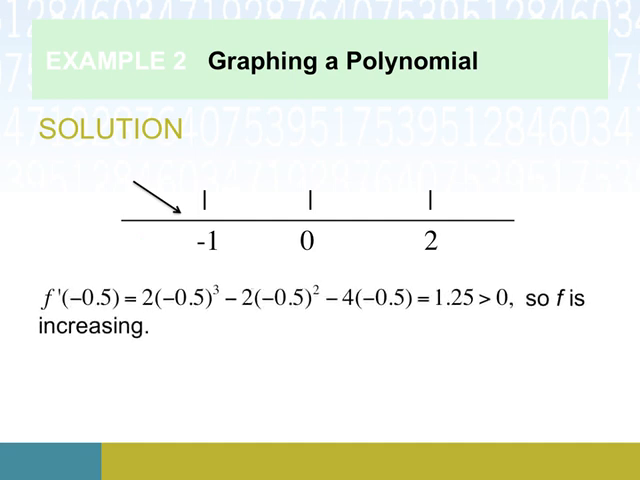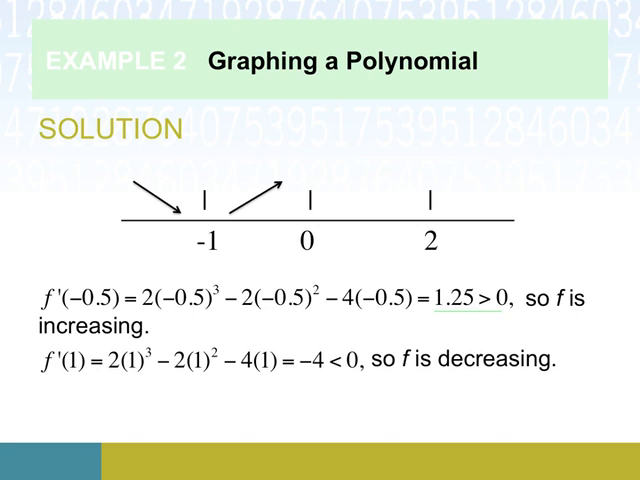So -0.5 would put us right here in the second region. If we plug in -0.5, again, this is where a calculator's handy. The most important feature there is that the output is positive. So that must mean the function is increasing during that interval.